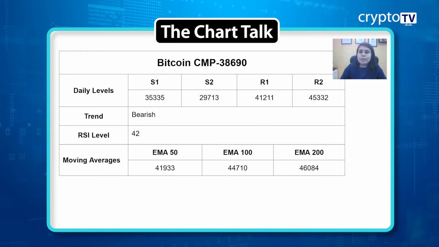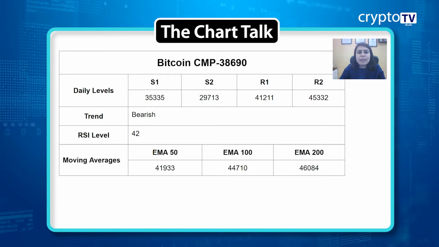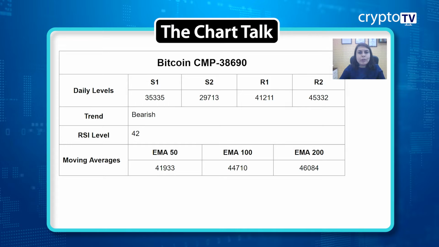So quickly, without wasting a minute, I will move on to Bitcoin first, and the current market price is standing at 38,690. The fall we have seen in Bitcoin's price: it went up to 45,000 levels but failed miserably. From there the price showed a big fall, and the recent low is around 36,000 levels. From there the price is now showing some strength towards the upside, and that's the reason it's trading around the 38,000 to 39,000 range. Overall, we are getting a bearish trend only.